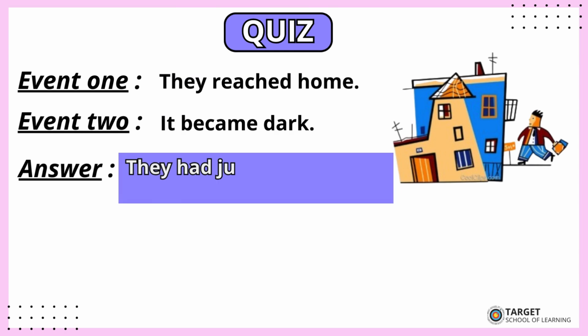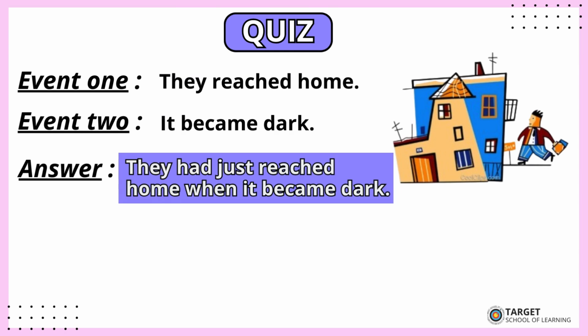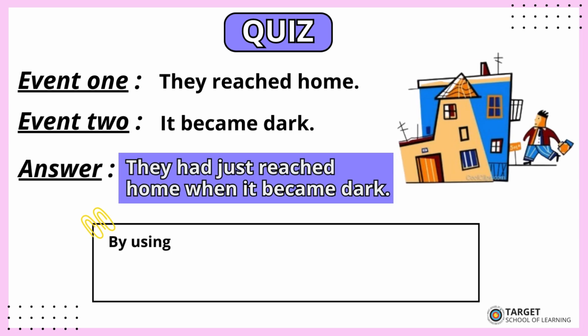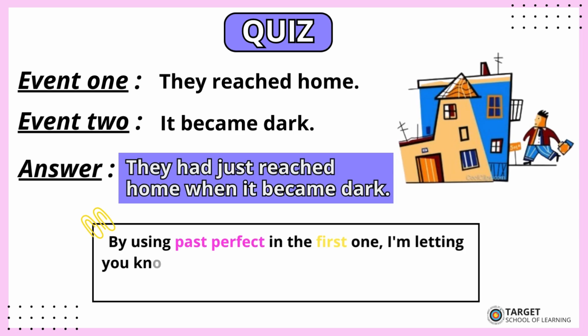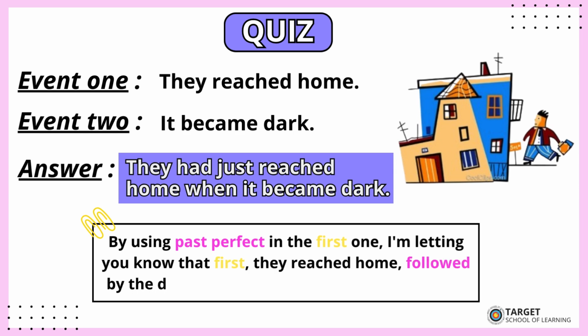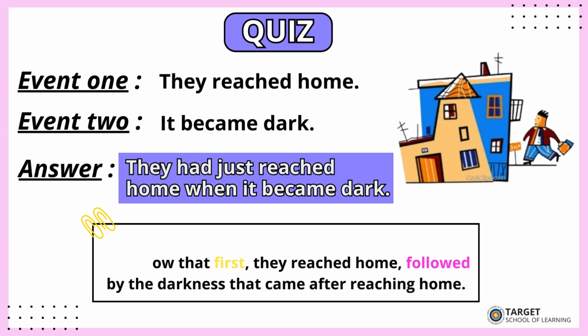The correct answer is they had just reached home when it became dark. By using past perfect in the first one, I'm letting you know that first they reached home, followed by the darkness that came after reaching home.